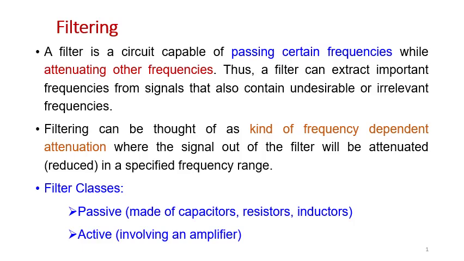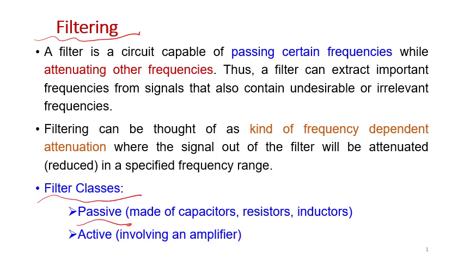Filtering is another circuit of the signal conditioning, where by using a filter, we are going to allow certain frequencies to pass through and other frequencies to be rejected. That's simply what the filter is. So certain frequencies or certain signals will be allowed to pass through, other signals will not be allowed to pass through.